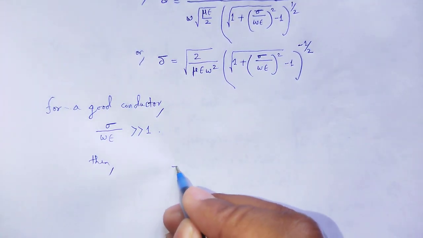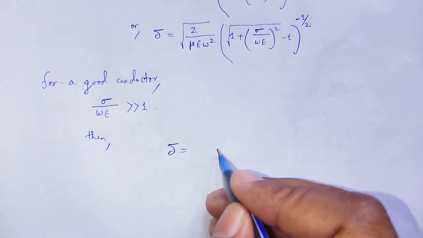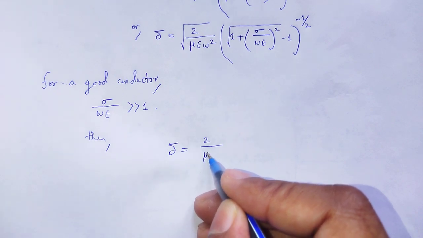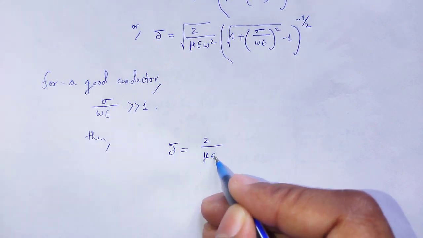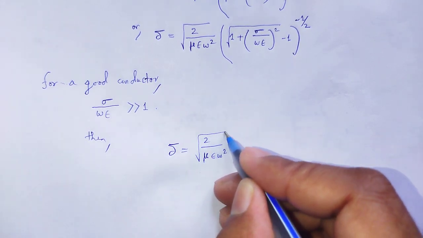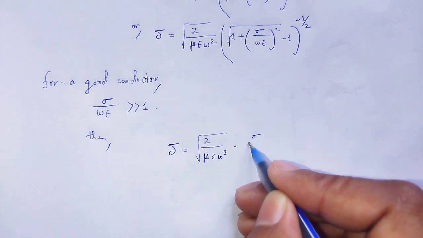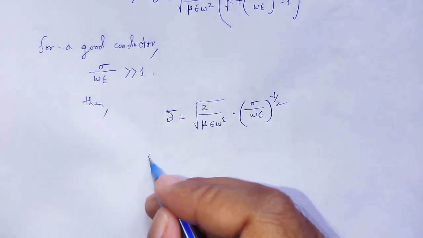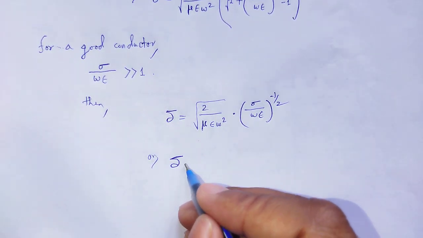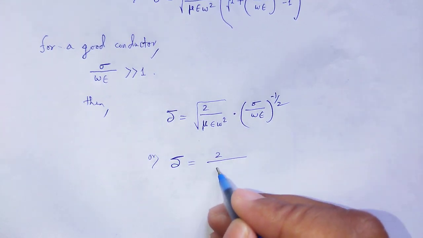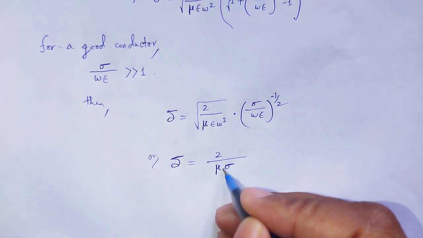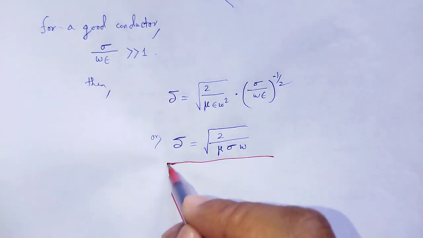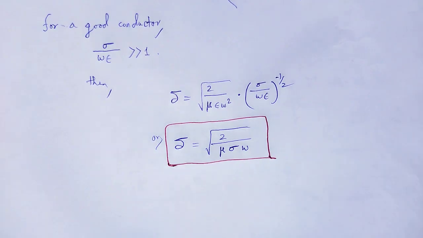Then delta will be 2 divided by mu epsilon omega square, into sigma divided by omega epsilon, to the power minus half. Therefore, the expression for skin depth delta is equal to square root of 2 divided by mu sigma omega, that is the expression for skin depth.